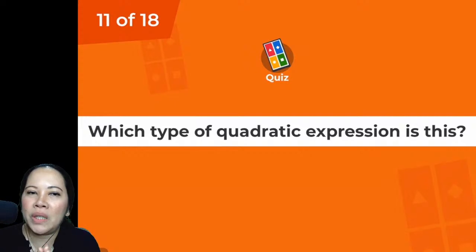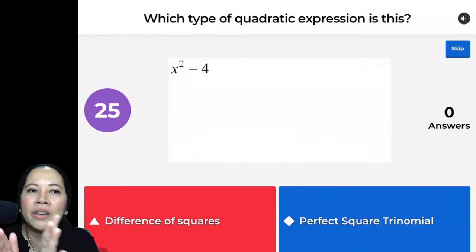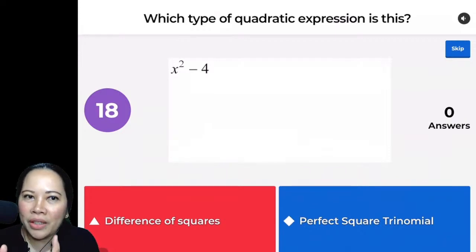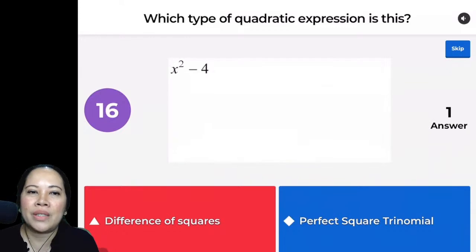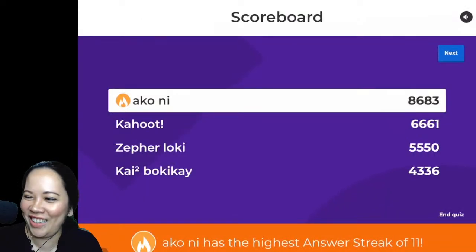So which type of quadratic expression is this? Only 2 is given. Is it difference of squares or is it perfect square trinomial? From the word trinomial, there should be 3. So is that 3 terms or is that only 2 terms? So difference of 2 squares or is it perfect square trinomial? Yes, it's correct. It's difference of squares. Who answered again perfect square trinomial?